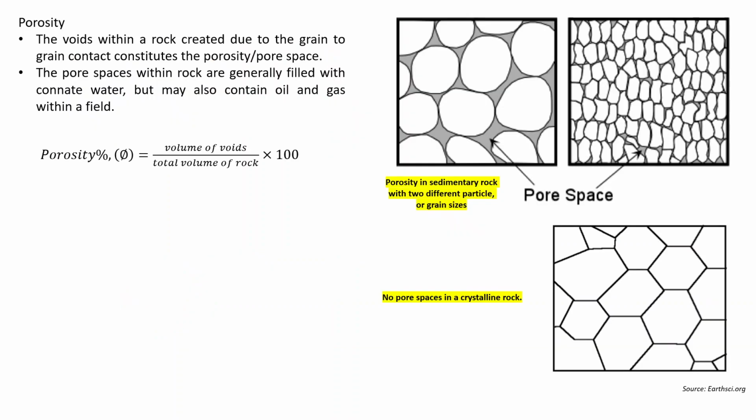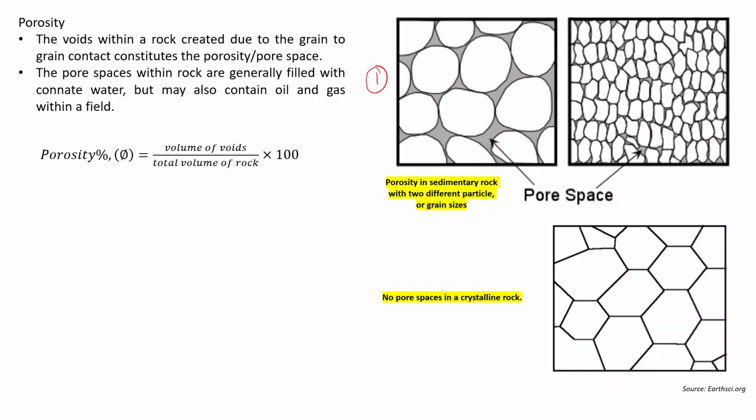Now the reservoir rock has to have porosity. And how do we define porosity? These are voids. Voids means the space, empty space. These are voids within a rock created due to grain contact, and they constitute the porosity or pore space. In the first diagram, you can see the grain to grain contact within the fabric of this rock, and in the second you can see the shape of the grains is different and their pore spaces are also different from the previous one.